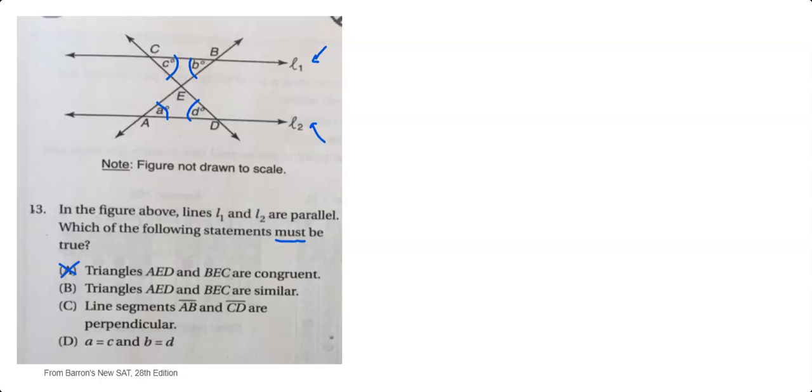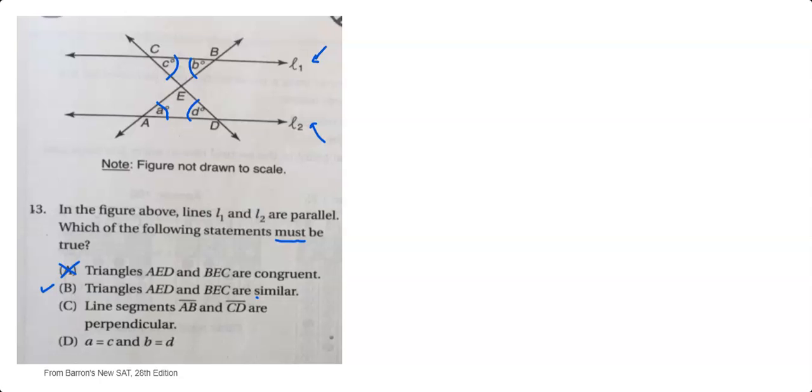AED and BEC are similar. Well, we do know that if two angles of a triangle are congruent to two angles of another triangle, then the triangles are similar. That is a key fact. We know this is true, but just to make sure, let's go through and look at the rest of them.